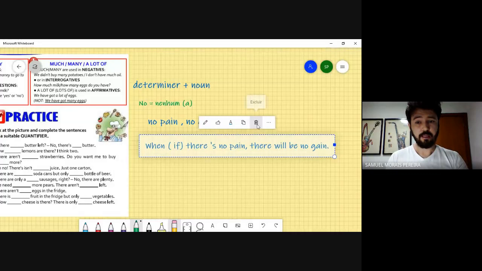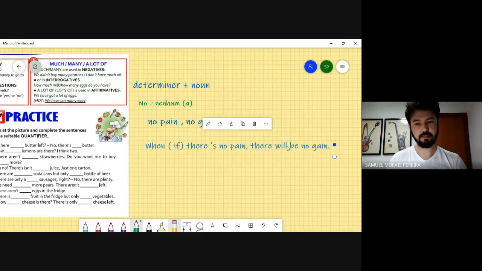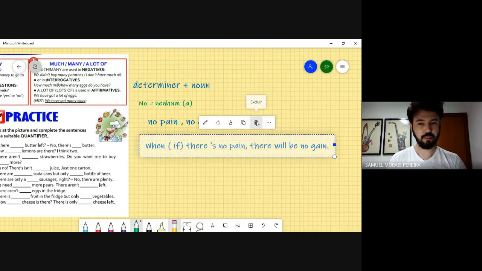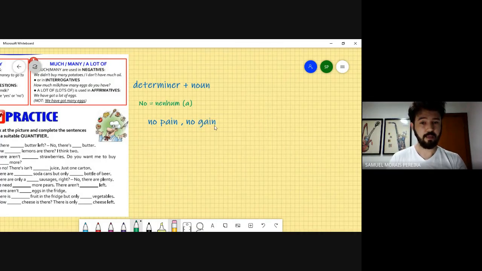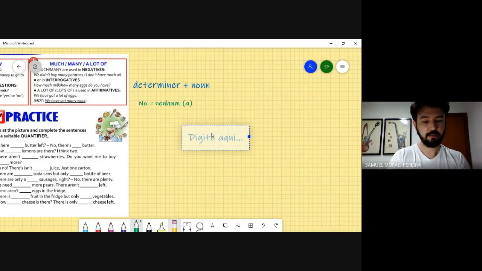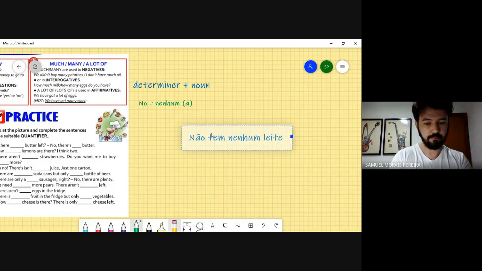Bom, in this sentence here, as you can see, the word no is before a noun, and here too, before a noun, okay? So in this sentence here, the word no is being used as a determiner. And I want you to understand that because, for example, if I want to say something like, olha, não tem nenhum leite mais, né? Não tem nenhum leite mais. Não sobrou mais leite. How can I say this sentence in English?